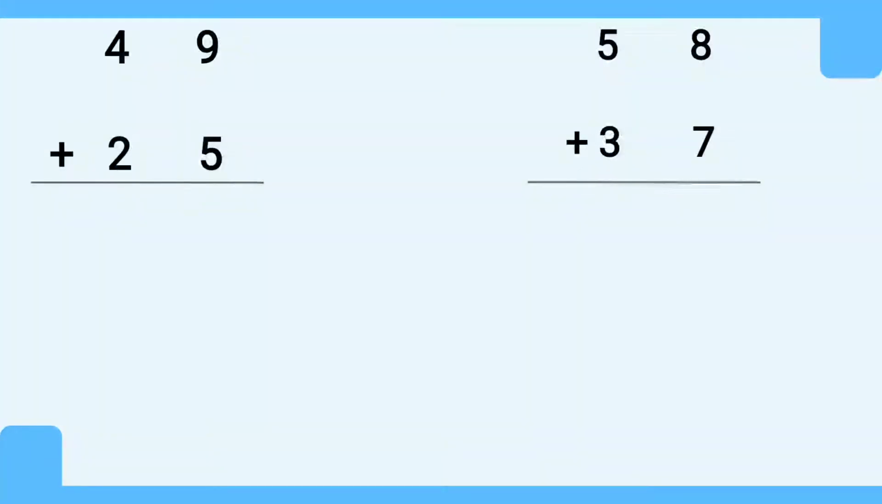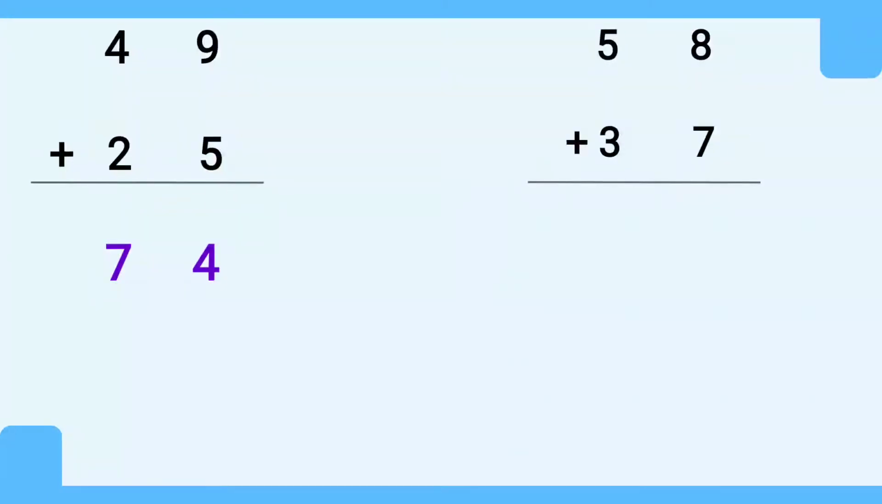49 plus 25. 9 plus 5. 9 in my mind and 5 on my fingers. After 9: 10, 11, 12, 13, 14. So we will write 4 and carry up 1. So 4 becomes 5. 5 in my mind and 2 on my fingers. After 5: 6, 7.